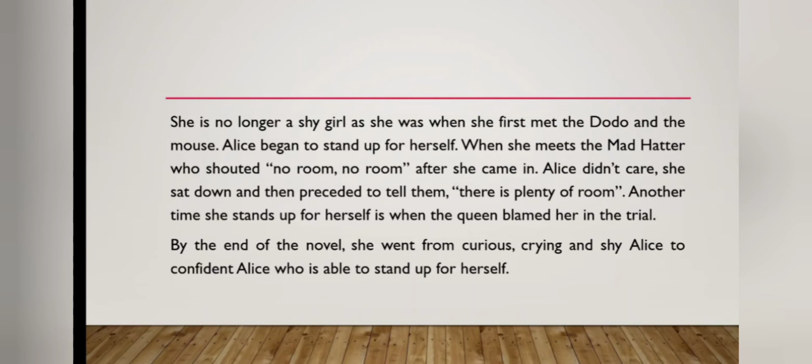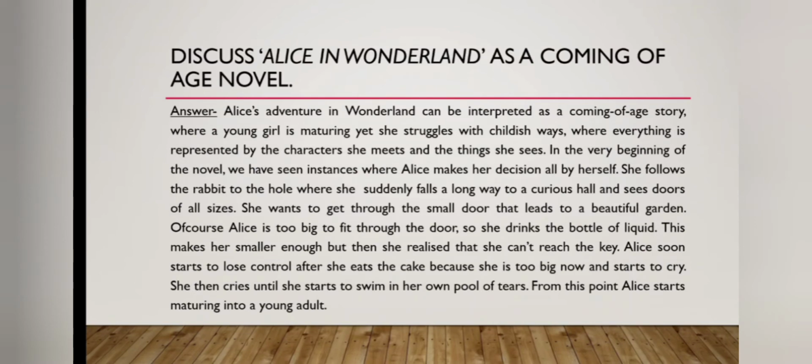Another time she stands up for herself is when the Queen blamed her in the trial. By the end of the novel, she went from curious, crying, shy Alice to confident Alice who is able to stand up for herself. So, Alice in Wonderland as a coming-of-age novel shows her journey from a shy, crying Alice to a confident Alice who can stand up for herself when the Queen blamed her in the trial, or when the Mad Hatter insulted her by saying that there is no room for her, and she stood up for herself. This novel shows her changes and her journey from a crying Alice to a confident Alice.